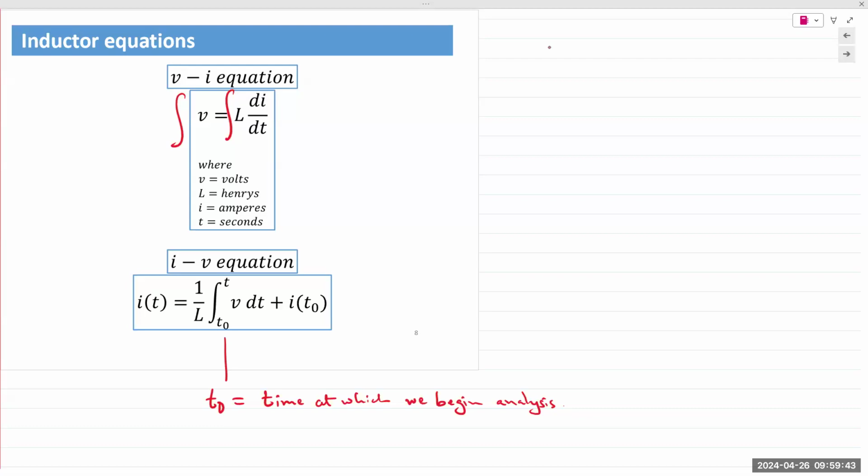Does that make sense? Right? So t0 could be any number, could be any value. It's simply the time at which we begin analysis. And t is a variable, but again, it indicates the point in time where we end our analysis. Okay, so it's simply the beginning of analysis and the end of analysis. That's it.